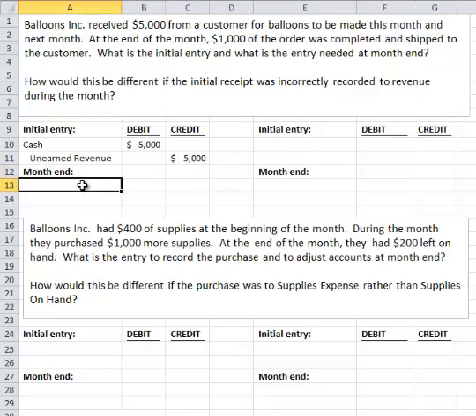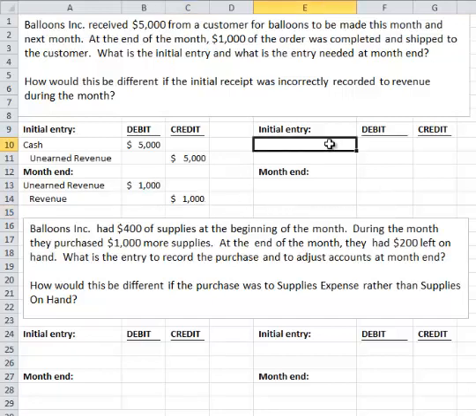At month end, we've earned a little bit of it, and so we would remove the part that was earned from unearned, use it with an adjusting entry, and we would put it into earned revenue, the $1,000 that was completed and shipped. So that would leave a balance of $4,000 in the unearned that hopefully would be earned in the next month. What if the initial entry had been put to revenue?